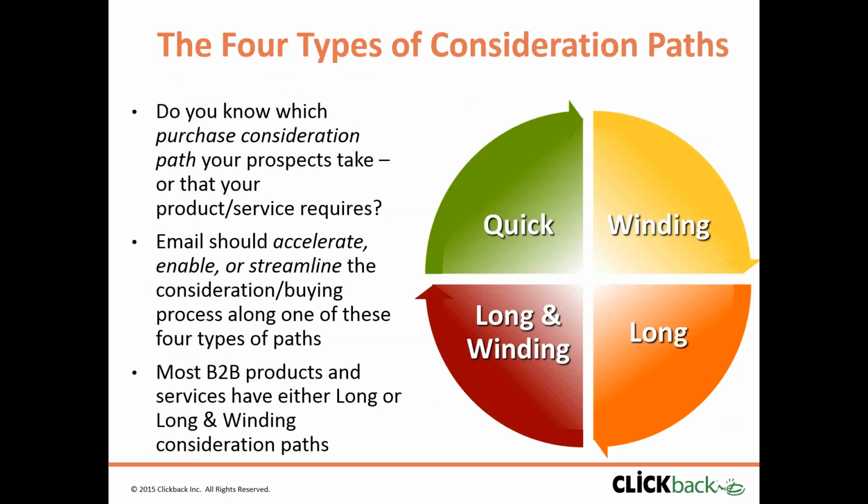There are a lot of different terms that you might hear this concept explained in. You might hear customer journey. We're talking about the same thing. I like to call it consideration paths because ultimately somebody does go down a purchase consideration path when they decide to buy something. And it's either going to be quick and relatively short, winding, which also might not necessarily be long, but have some twists and turns, or it's going to be long, or long and winding, which gets to a greater degree of complexity.